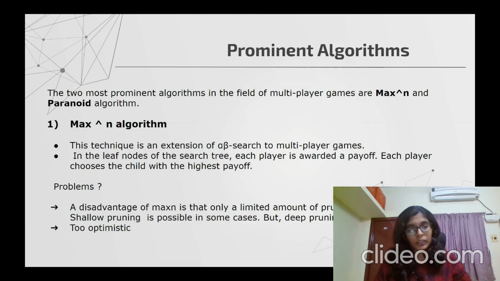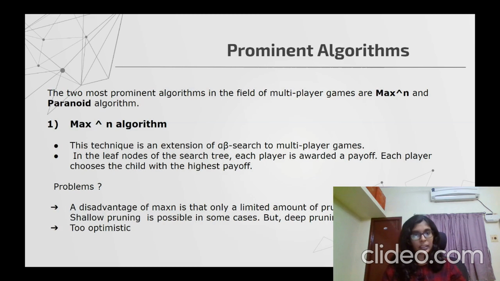The Max-N algorithm is the simplest and most commonly used technique. It is simply an extension of the alpha-beta search technique to multiplayer games. What happens is that in the game search tree, each player will be awarded a payoff, and the root player will be choosing the child with the highest payoff. So this algorithm has proven to be successful, but there are certain problems and limitations associated with it.